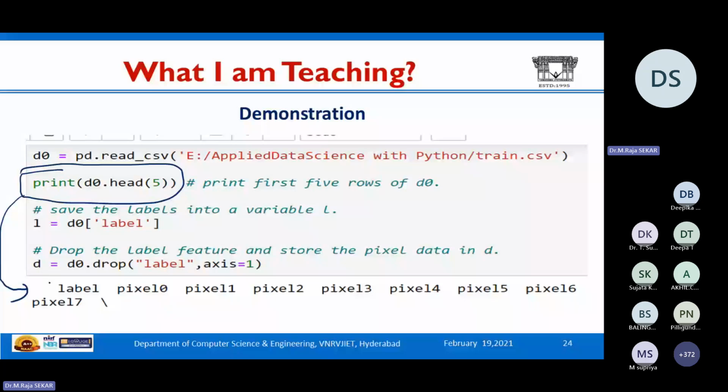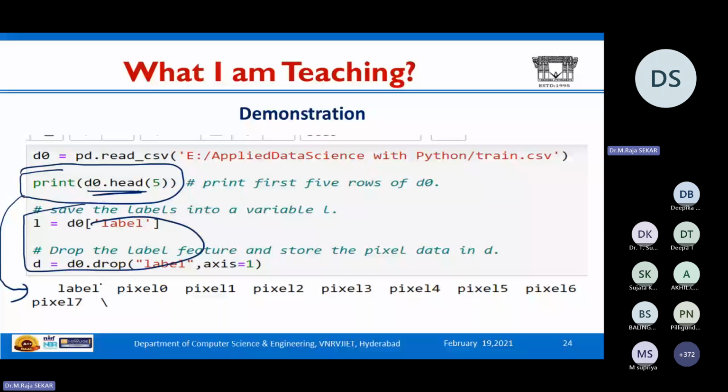Actually, I would like to show the IPython notebook directly, but the difficulty is that in the IPython notebook I cannot write with this pen. That's why I'm keeping it in slides and showing. Of course, I will share that IPython notebook. What's happening here? Print d0.head. At that time, I have not dropped the label; still the label is available. Head 5 means how many rows? 5 rows.